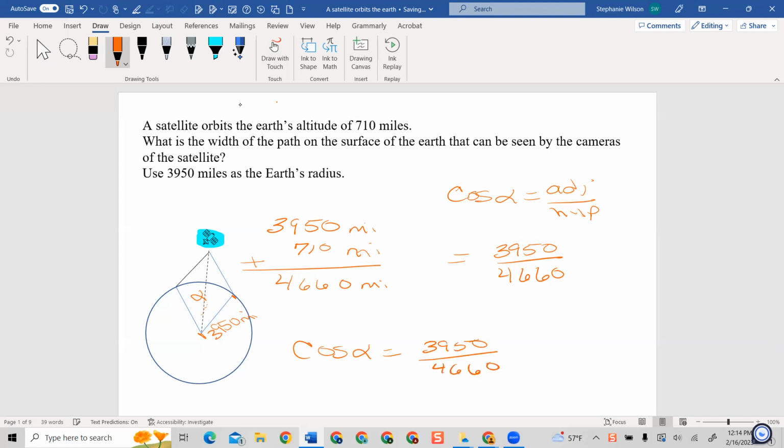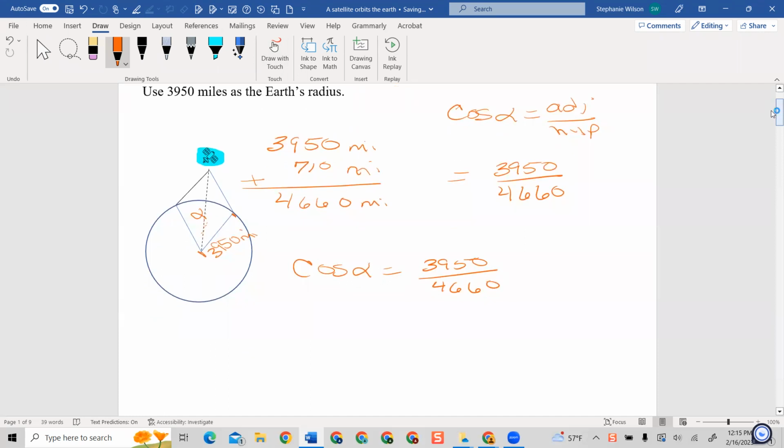I need to know what's the angle, right? That's the whole point. I have to find the angle in order for us to go back and solve the underlying question here. So in order to do that, I need to take the inverse of cosine. When I take the inverse of cosine, now I have this.